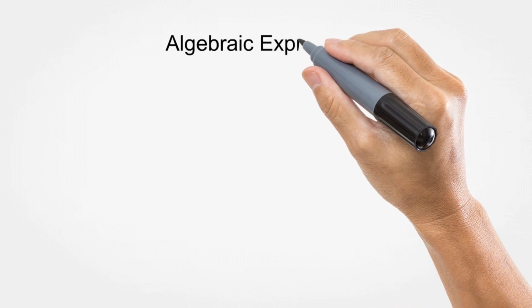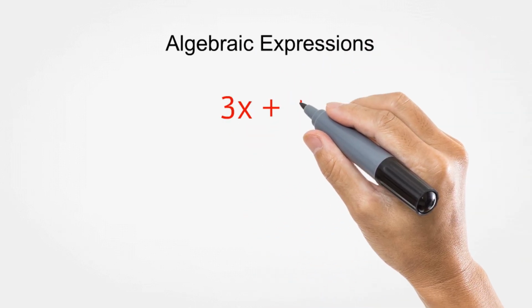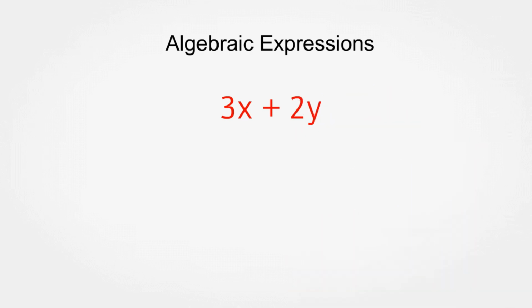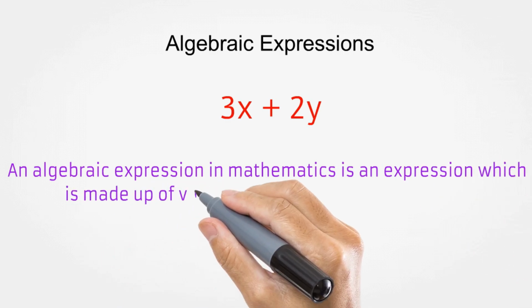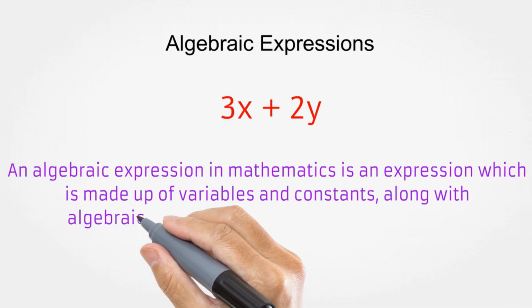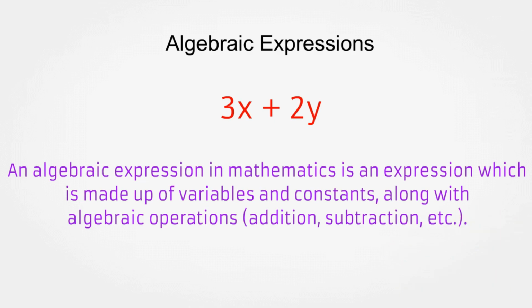Now, let's talk about something called algebraic expressions. These are like special math sentences that use our number heroes. For example, if we say 3x plus 2y, that's an algebraic expression. It's like a code that tells us 3 times some number which is x plus 2 times another number which is y. Or an algebraic expression in mathematics is an expression which is made up of variables and constants, along with algebraic operations, addition, subtraction, etc.